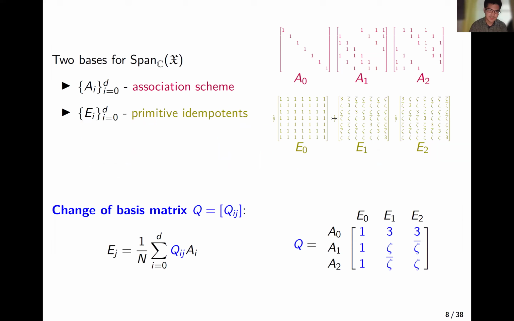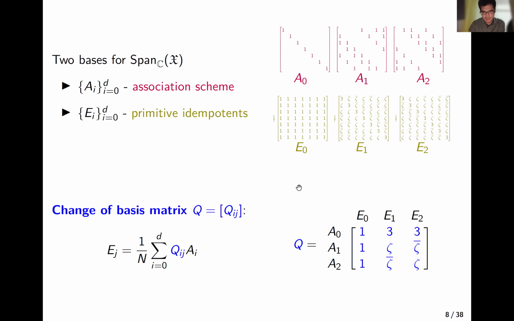So just recalling our setup, we have an association scheme. So these matrices in red, and then we have these primitive idempotents, which span the same linear space as our association scheme. So these are two bases of the same linear space. We can change between one basis and another using the change of basis matrix. So just the usual concept of a change of basis. So for instance here, according to this change of basis matrix, E0 is just A0 plus A1 plus A2, and then scaled by some factor.